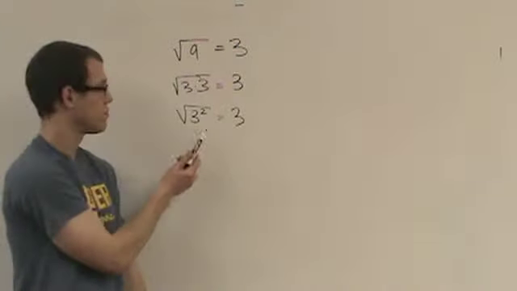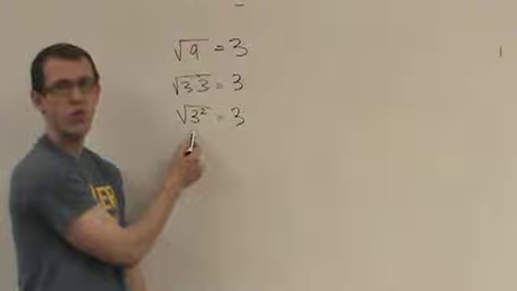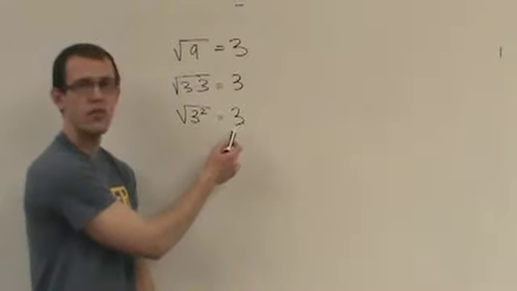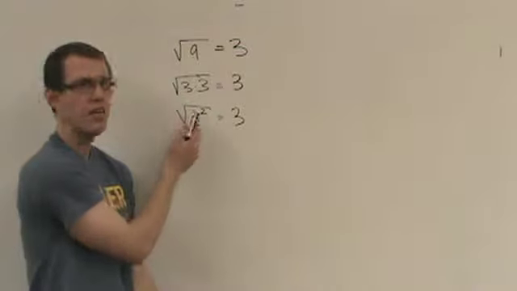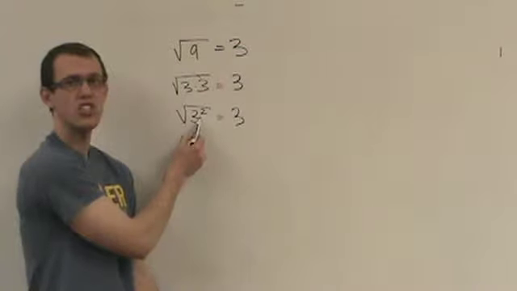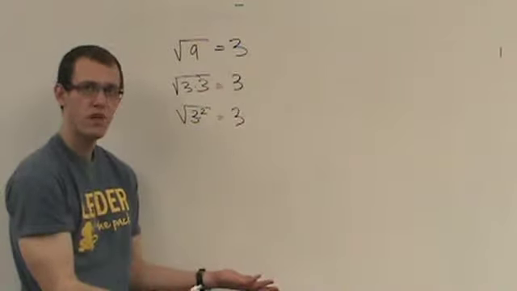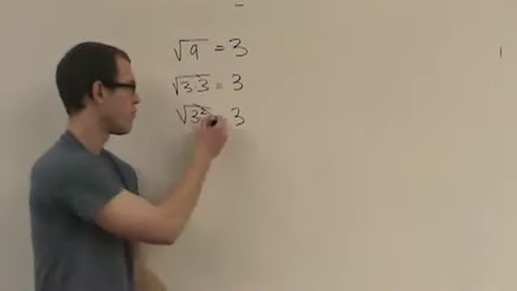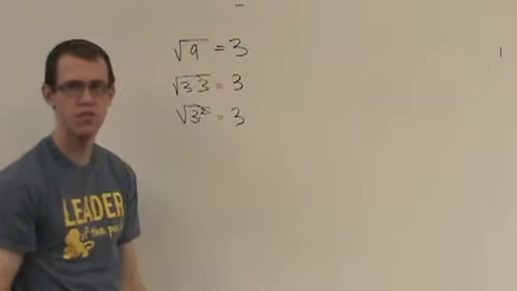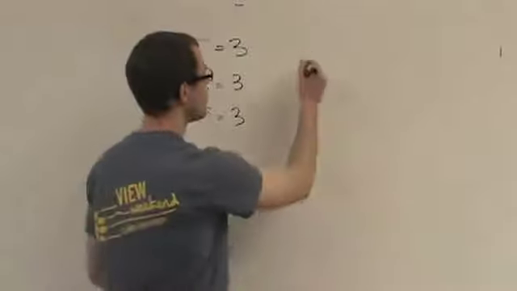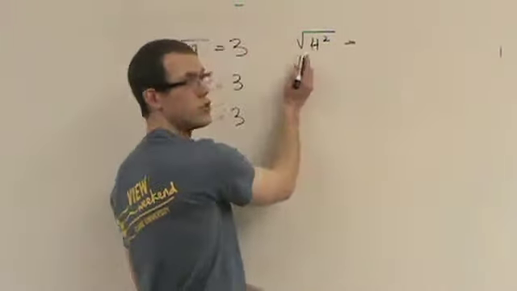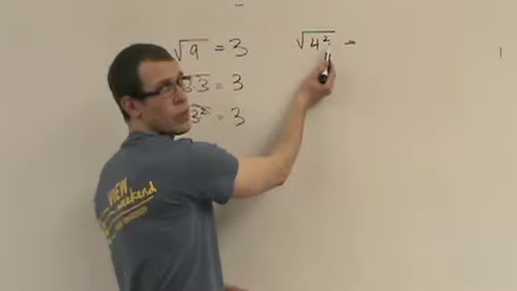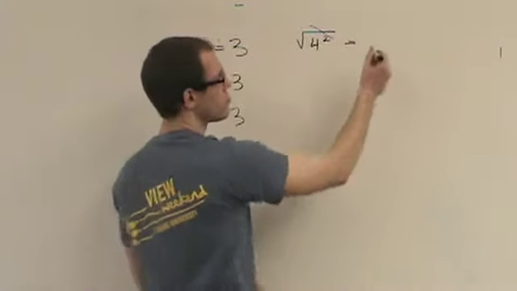But notice, we have a 3 underneath the radical and a 3 right here. So it appears that when we have this radical sign and a square, we can just simply cancel them out and just be left with the number. So let's do a few examples to illustrate this. Let's take the square root of 4 squared. You see the square root and you see the square. They can just cancel out, so this equals 4.